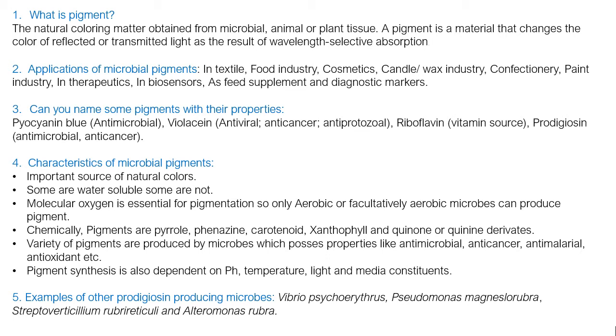Okay, for viva, I am talking here about viva. Then can you name some pigments with their properties? Okay, so here you need to name the pigment and its properties. For example, pyocyanin blue has antimicrobial properties. Violacein has antiviral, anti-cancer, antiprotozoal property. Riboflavin is a good vitamin source. Then prodigiosin has antimicrobial and anti-cancer properties.